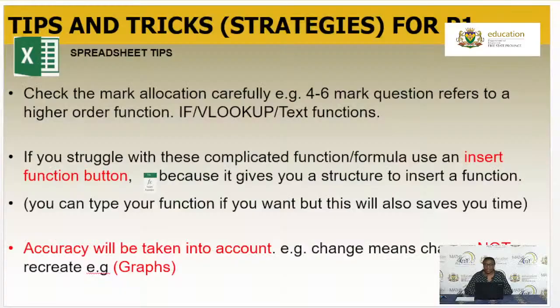Right? I'm still going to emphasize the importance of checking the allocation marks. If you get a mark of 4 to 6 marks, this normally refers to a higher order question. For instance, your IF function, your VLOOKUP, your text function. It means the mark allocation is the one that is going to guide you, whether this is a higher order question, for instance.